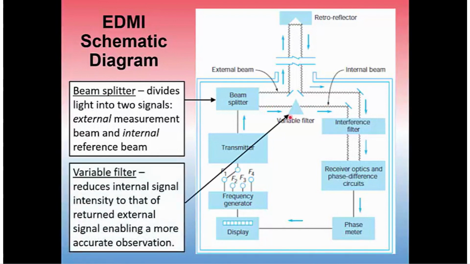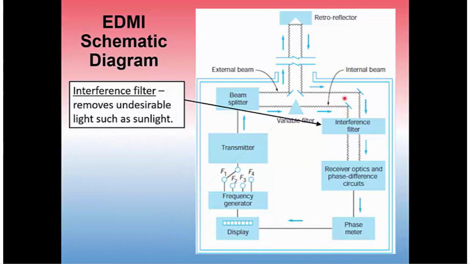The variable filter reduces the internal signal intensity to that of the external signal, enabling a more accurate observation. Clearly, as this light goes through the atmosphere, it's going to degrade in strength as it's reflected back. This variable filter will degrade the internal beam to a similar strength, so there's a much more accurate observation. The interference filter then takes the light that's passed through the atmosphere and the light that's retained in the instrument, and removes unwanted or unnecessary light. It's almost like removing background noise in the signal, and the most common background noise is sunlight coming in from the external beam.